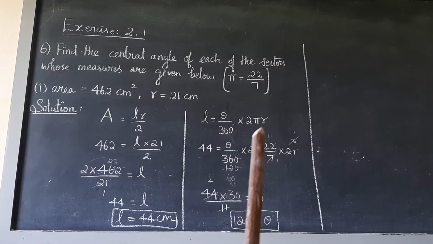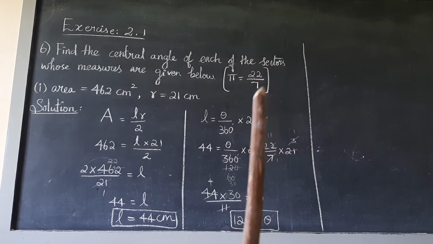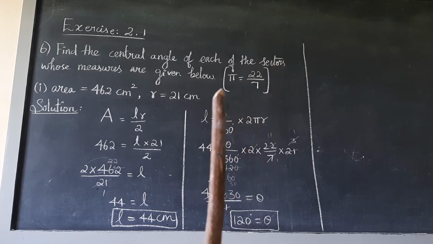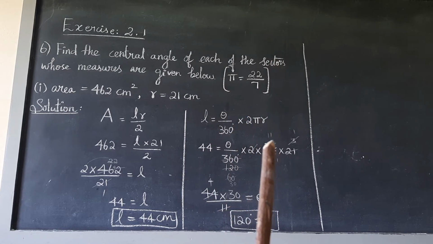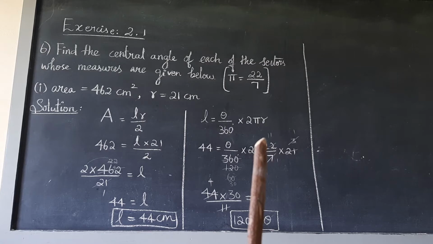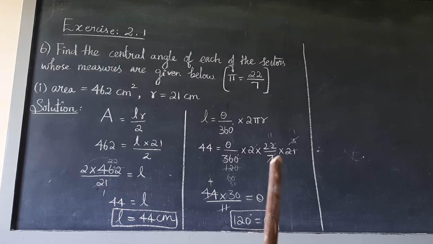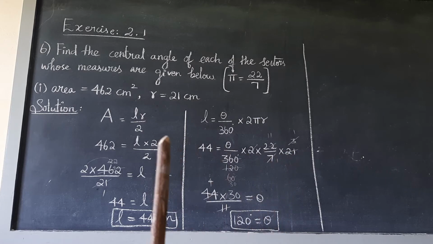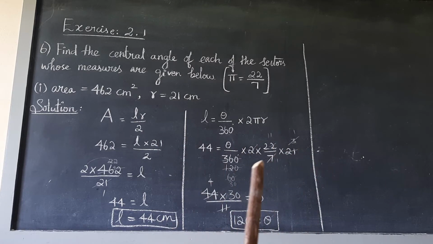Here we have to substitute 22 by 7, the fraction value. Don't put the decimal value 3.14, because in the question they mentioned pi is equal to 22 by 7. So we substitute pi value 22 by 7 into r value 21. Now we are going to cancel the numbers which are divisible by the multiples of the numbers.